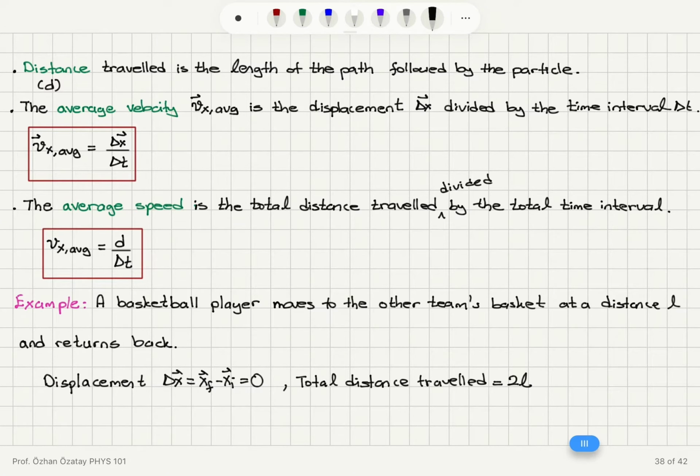Okay, so for an example, we can consider a basketball player who moves to the other team's basket at a distance L and returns back. So how much is the total displacement of this basketball player? Because the final position vector and the initial position vector are the same, at the end, the basketball player goes back to the original position. The total displacement is zero. However, the total distance traveled is 2L, because there's a distance L that the basketball player has to travel to reach the other team's basket, and another distance L to go back. So total distance traveled will be 2L.